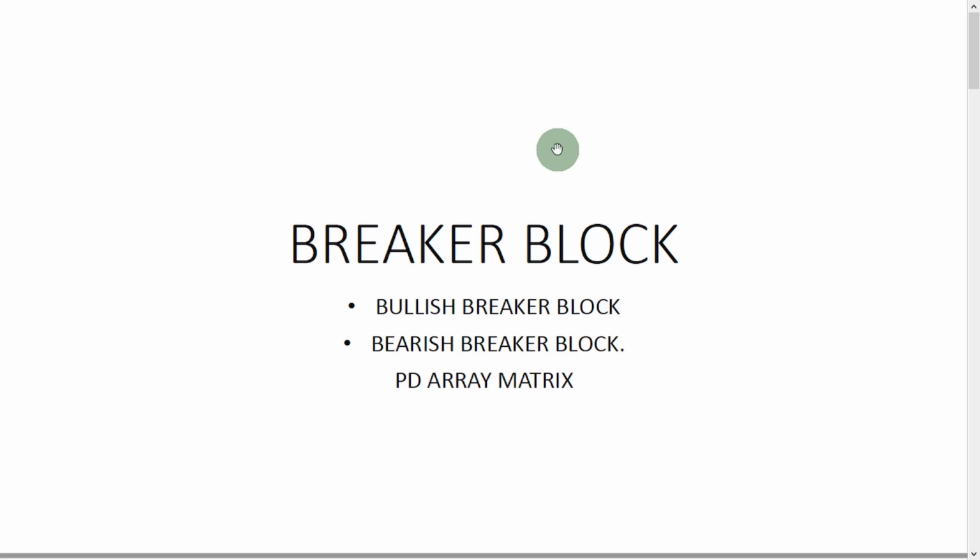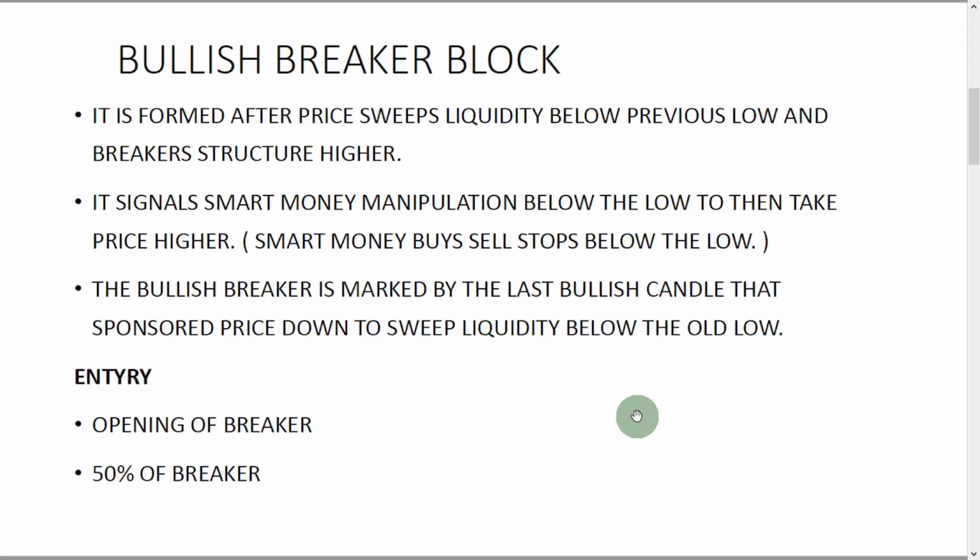So this lesson is going to be on breaker blocks. We are going to look into bullish breaker block and then bearish breaker block. That is a PD array metric, so an institutional reference point. When price returns to it, we can engage our entries or positions.